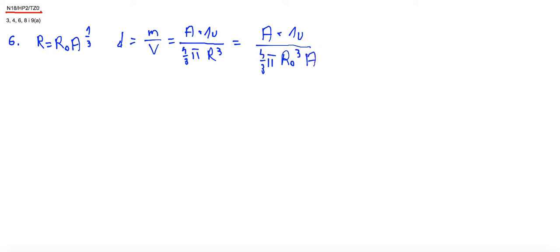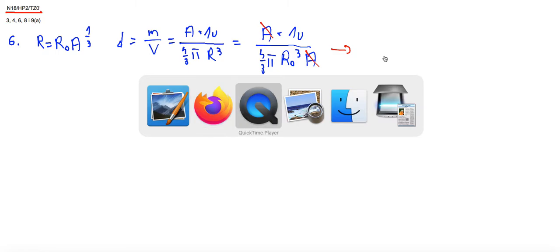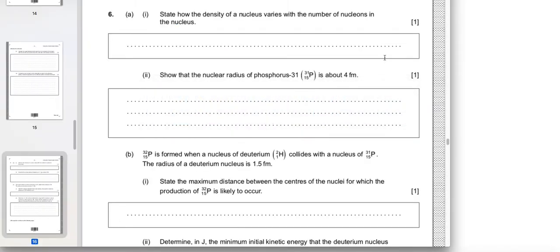What does it mean? It means that A cancels, and the density of the nucleus doesn't depend on A. Is this clear? When density doesn't depend on A, it means that all nuclei have the same density. So this is the answer: density doesn't depend on the mass number. Is it clear? Okay.